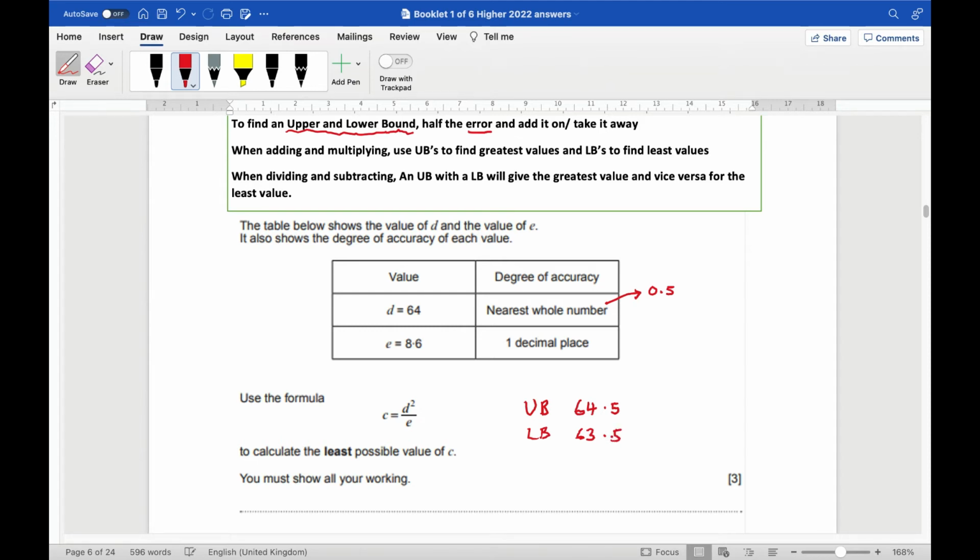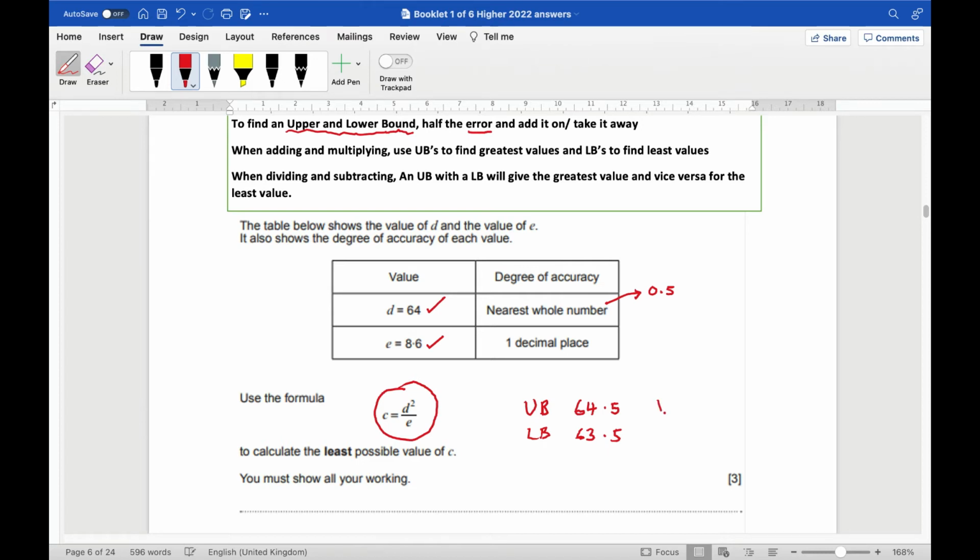Listen very carefully to the following statement. What you do not do is work out the sum and give the upper and lower bound of the answer. You don't do that, you find the upper and lower bounds of the numbers in the question and you use those to get the answer. So I do not want to see 64 going in there and 8.6 going in there, and then I get an answer and then I do some upper and lower bounds work. No, I get the upper and lower bounds of this number, I get the upper and lower bounds of this number, then I put them in the sum.